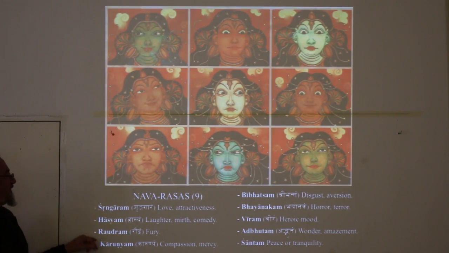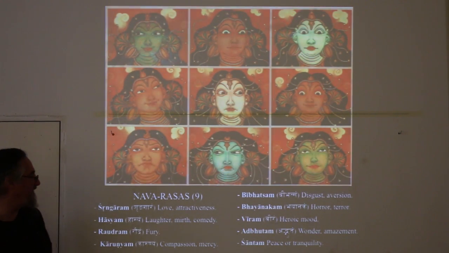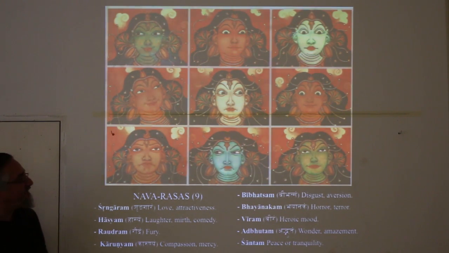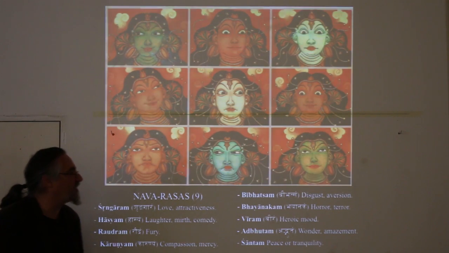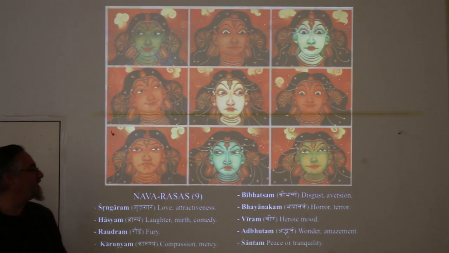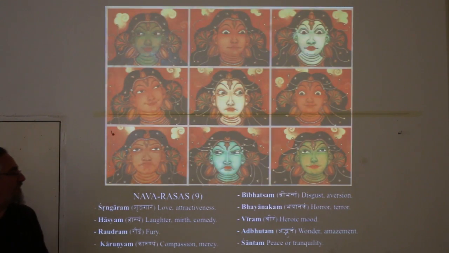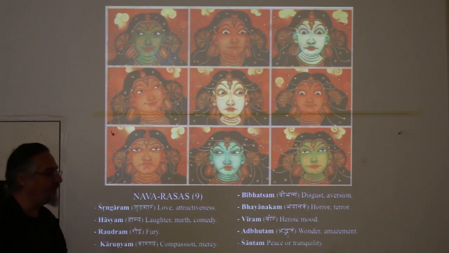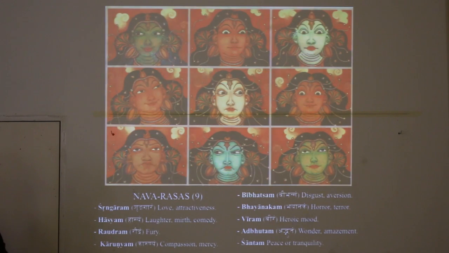Basically, I won't go through the Sanskrit terms, but one is love or attractiveness. Another is laughter, mirth or comedy. One is fury. Then there's the compassion or merciful one. Disgust or aversion. A more extreme form, horror or terror. Then finally the heroic mood, wonder and amazement, or peace and tranquility. Those being the 9 basic, and sometimes they say there are only 8. This is not a totally canonical system, but a writer named Bharata came up with this system of 9 basic expressions of feeling in art.